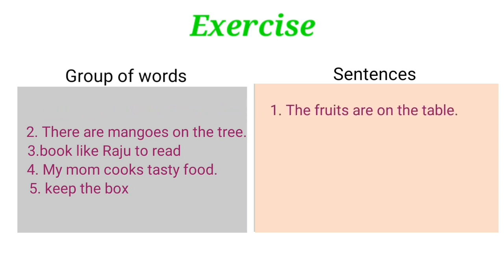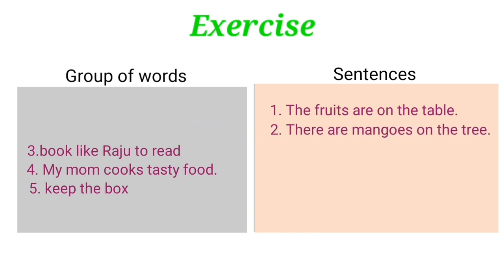The next one, there are mangoes on the tree. This group of words also make complete sense and it is a sentence, so we can place it in the column to the right side. Now let's look at some more examples. Book like Raju to read. This group of words make no sense, so it is not a sentence and therefore we cannot place it in the column to the right side.